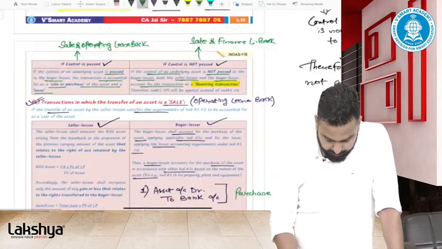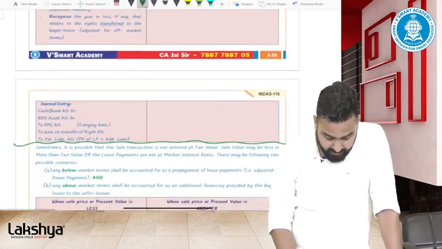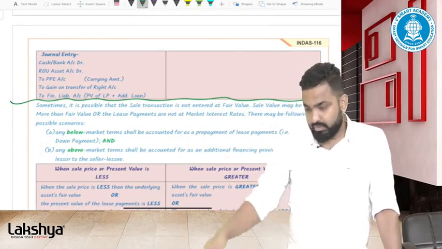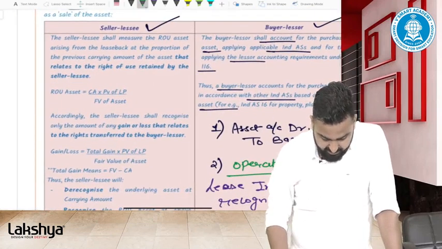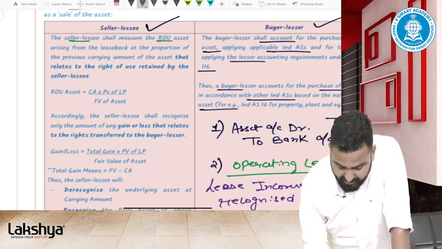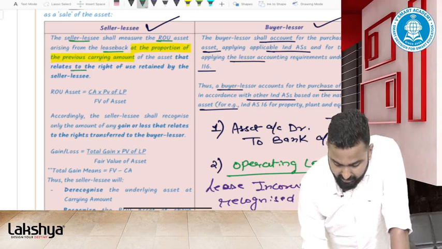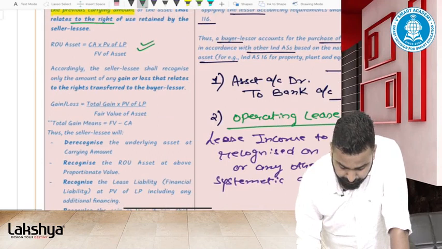I told you to read this part, seller lessee part, till here. Let's read this. Have you guys read that? The seller lessee shall measure the ROU asset arising from lease back at the proportion of the previous carrying amount of the asset that relates to the right of use retained by the seller lessee. This is the proportion.